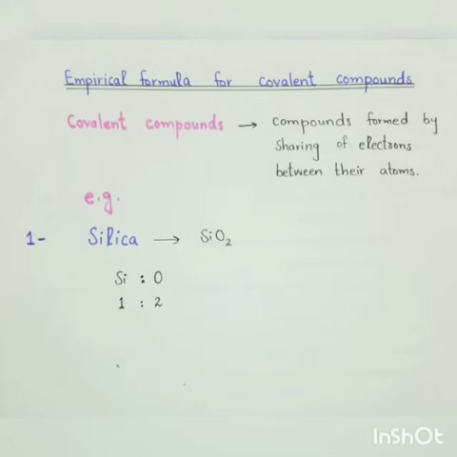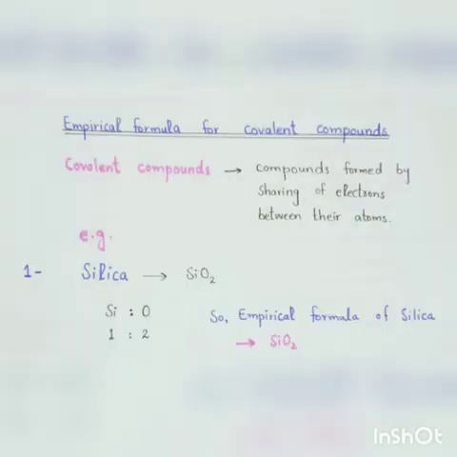There is a ratio of 1 and 2 between silicon and oxygen in the compound silica or silicon dioxide. It is a simplified ratio, 1:2. It cannot be further simplified, so the empirical formula of silica or silicon dioxide will be SiO2. So we can say that its molecular formula or chemical formula and empirical formula are the same, that is SiO2.